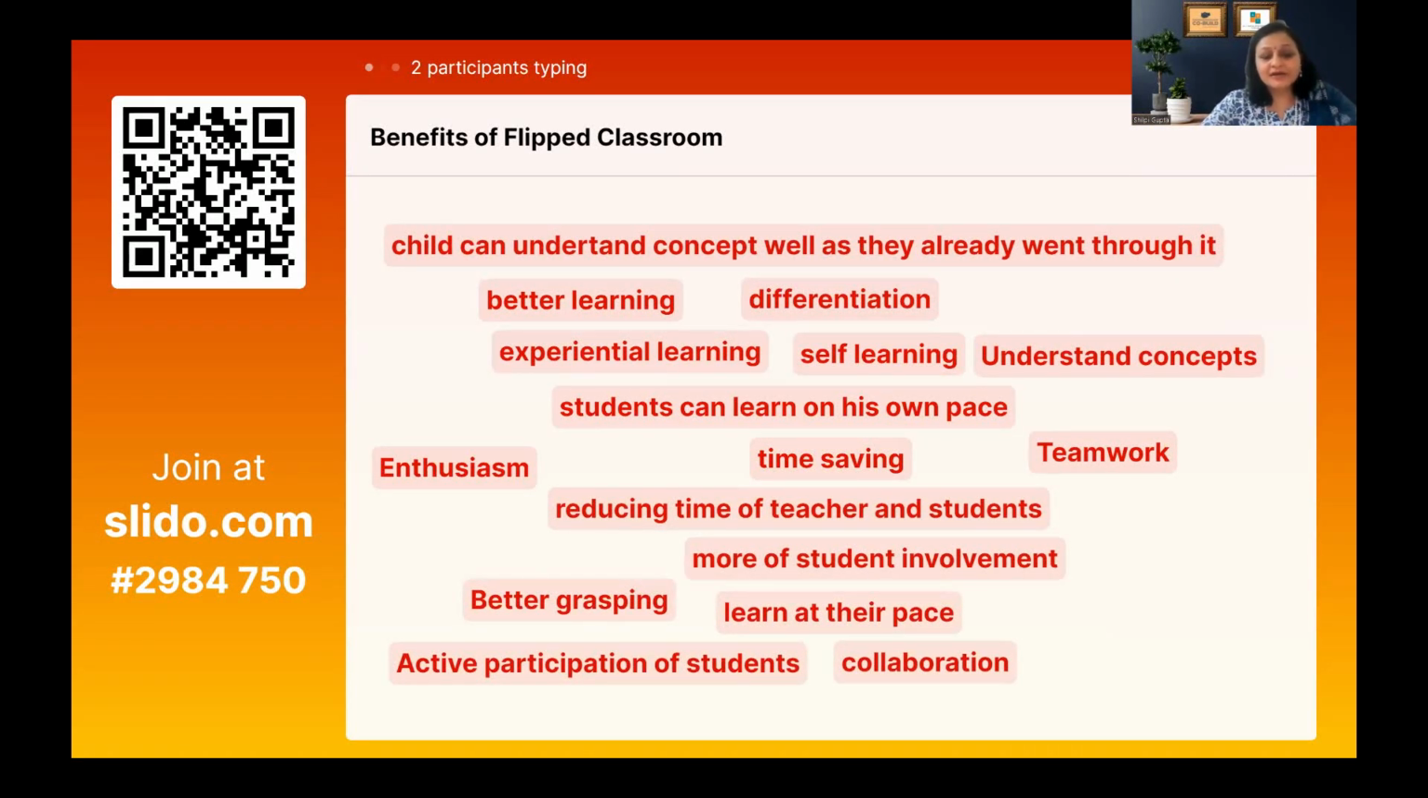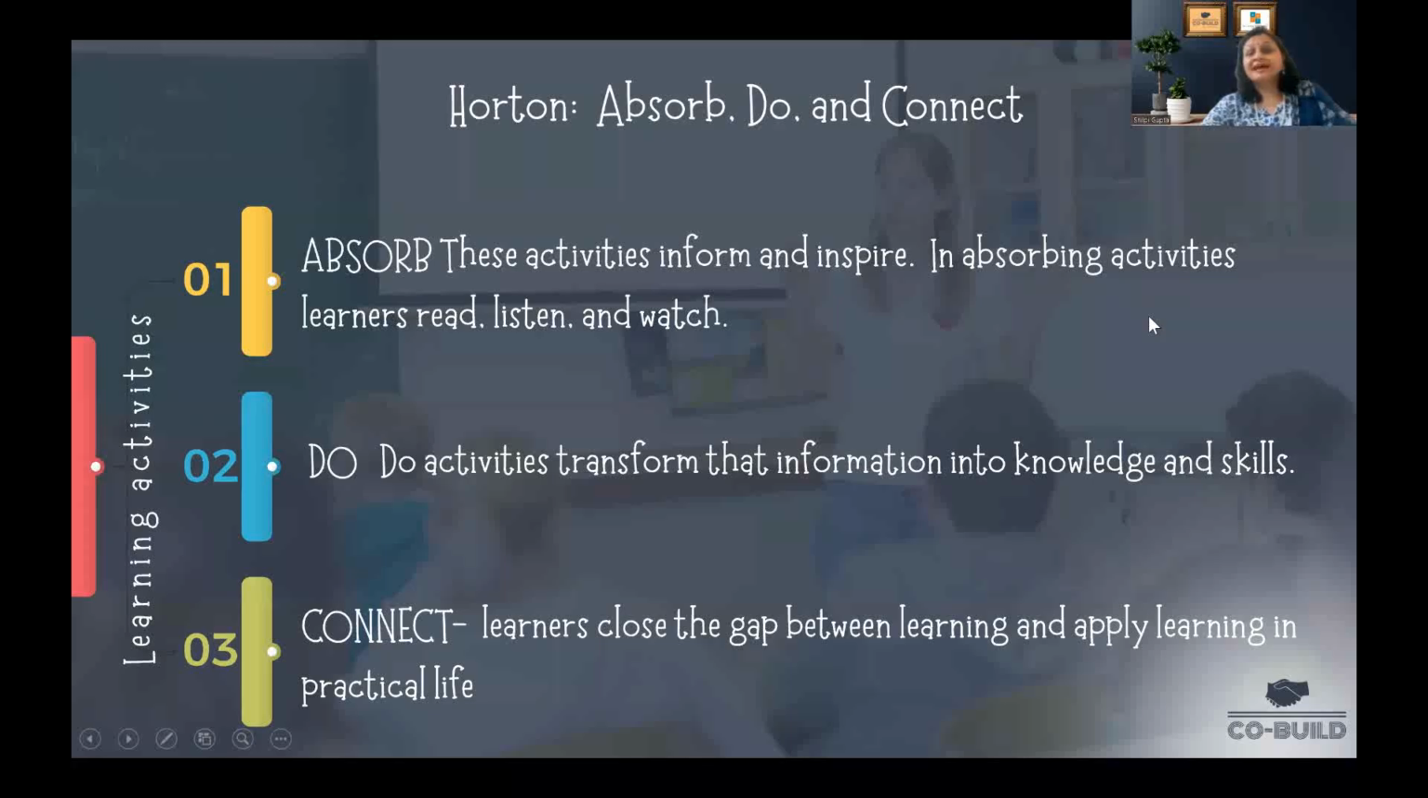So moving on, an important thing is that when we talk about flipped classroom, we cannot ignore this element: learning activities, according to Horton, are divided in three parts. One is the child absorbs certain things. One is the child does something, and then he makes his connection, right? So when we say absorb, the learning activities like how the child gets inspired or informed, maybe through reading, listening, watching, come under absorb.